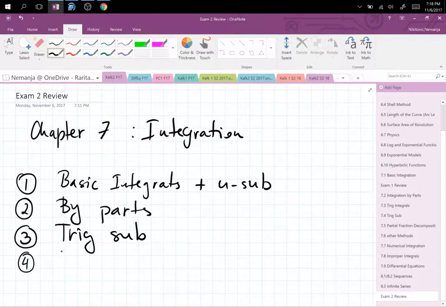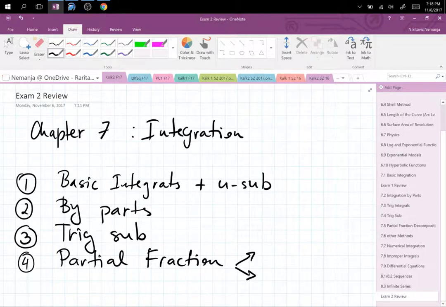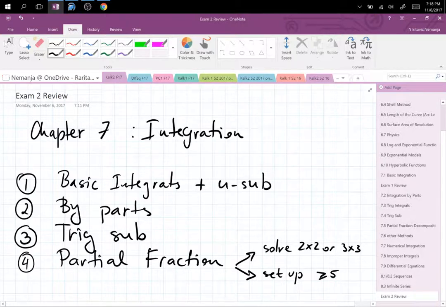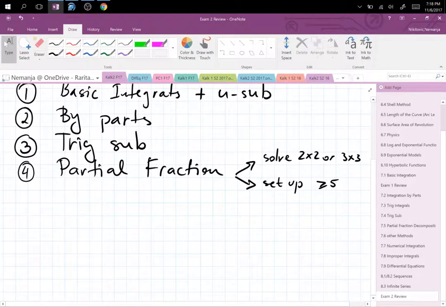Number 4, partial fraction. And this is where I said two problems. Solve 2 by 2 or 3 by 3. Set up, I don't know, larger than 5 variables, I would say. It's a whole bunch of things I put there, and then you just make the setup with A, B, C, D, you know, how many you need.